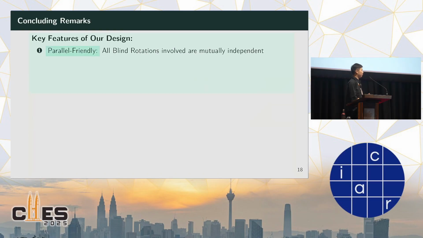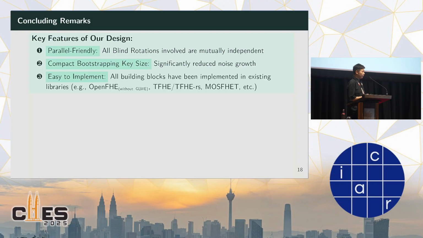Finally, I would like to make some concluding remarks. Here are some key features of our design. The first one is that it is parallel friendly, because all blind rotations involved are mutually independent, so you are free to parallelize them. The second one is a compact bootstrapping key size, because our noise growth is reduced. The third one is that it is easy to implement, because all building blocks have been implemented in existing libraries like OpenFHE and TFHE-rs. So for implementation, there's nothing new. We just improve the algorithm using a different algebraic perspective.